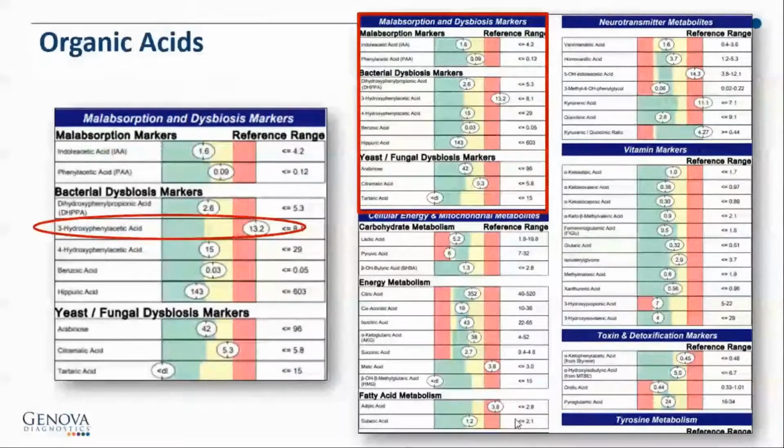Things like grapes and black tea can elevate 3-hydroxyphenylacetic acid. So I certainly want to ask about that. And in addition, under the yeast fungal dysbiosis markers, the citramalic acid is a little bit on the high normal side. Citramalic acid can be made by bacteria or yeast, so it may be an issue of bacteria or yeast support. But this section, this malabsorption dysbiosis section, is really going to be where that moderate probiotic recommendation is coming from.